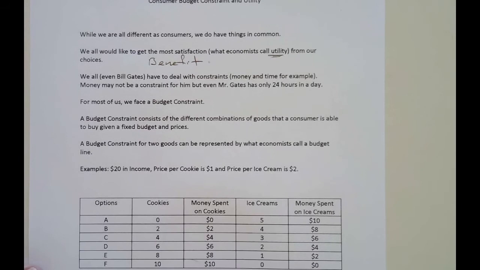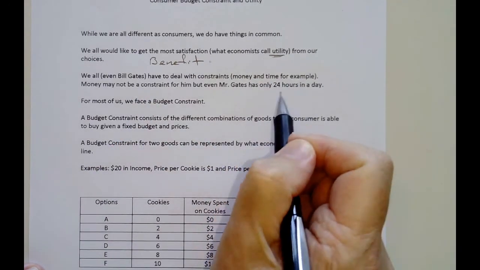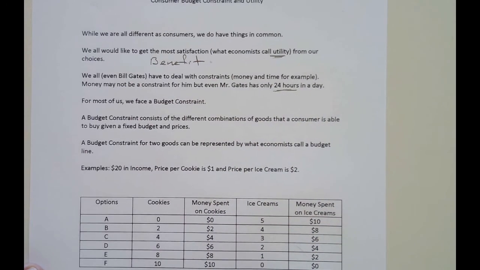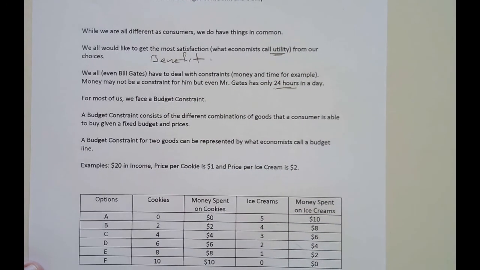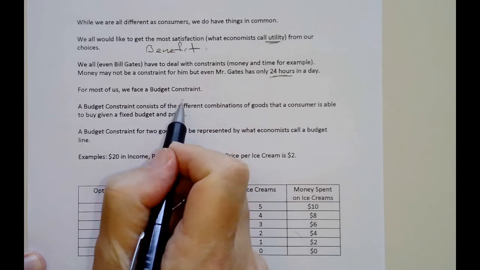And even someone like Bill Gates, who has all the money in the world, still has a constraint, and that is time. Bill Gates also has 24 hours in a day, as you and I do. So we have to make choices. We all have scarcity. Bill Gates does not have scarcity of money. We do, but he does have scarcity of time. And so all of us do have to face some constraints.